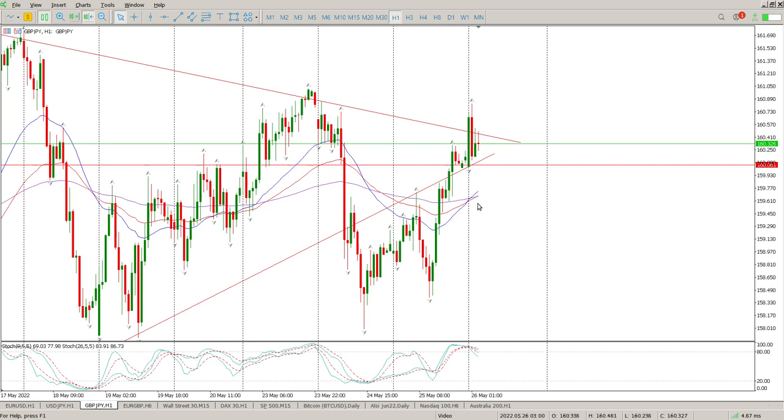Pay attention to the moving averages. We are all over the place, so that's just an indication of confusion. So if we do drop a little bit further here, it's also possible just to come to this area here and then find support for a move to the upside. So pay very close attention to this.